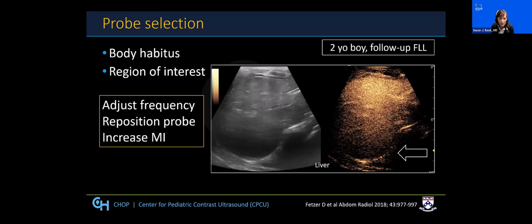We could either adjust the frequency within the transducer that we are already using. You certainly could switch over to a different probe if needed. We could also reposition the probe, so move more in a coronal plane to get onto this posterior aspect of the liver, or perhaps our last move would be to increase the MI slightly to get better signal from the deeper tissue.